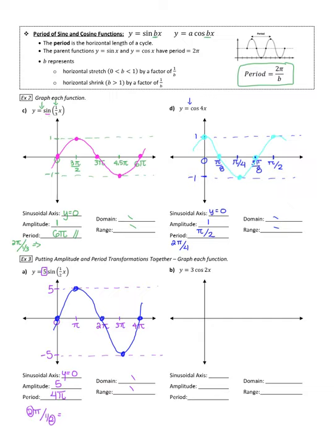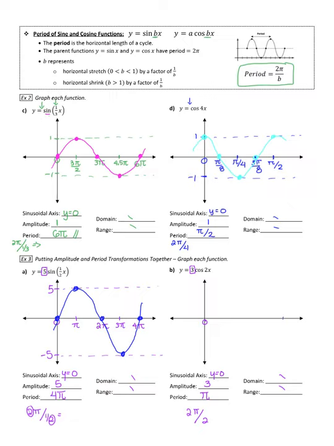So for cosine, our y equals 0, still our same sinusoidal axis. That will change, but not yet. Amplitude, the amplitude is the number in front, so that's 3. My period is 2 pi divided by 2, which is going to be just a distance of pi. So in other words, it is a horizontal shrink by a half. And then domain and range are the same.